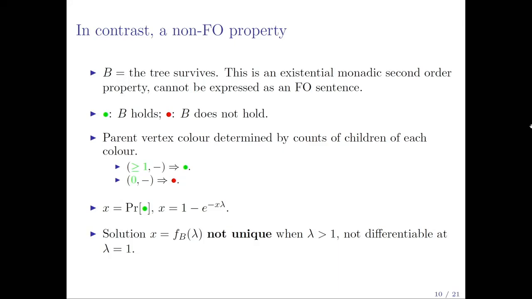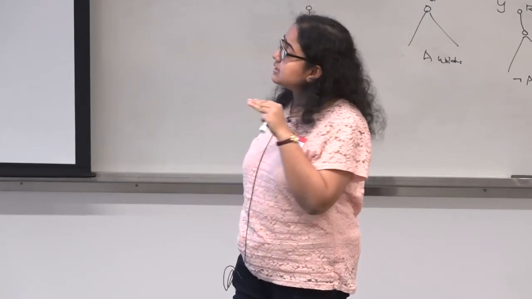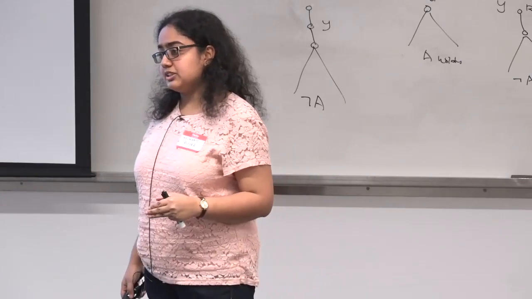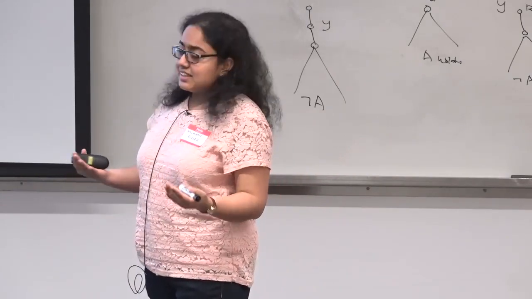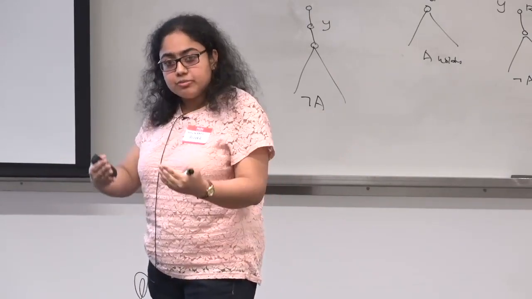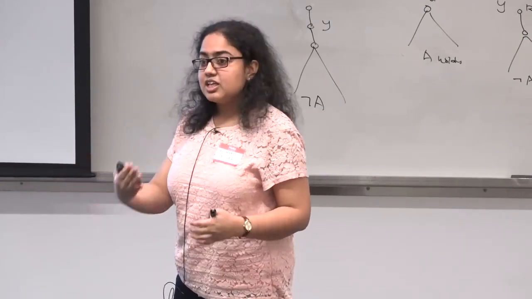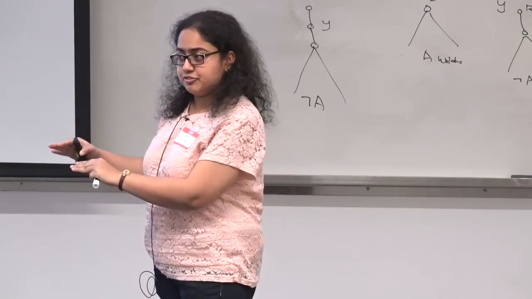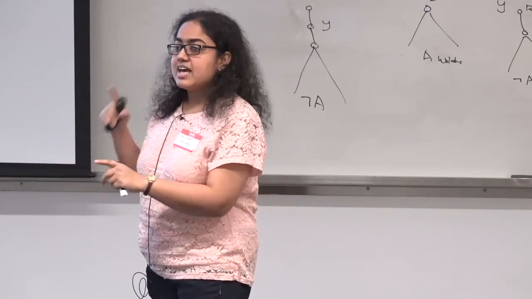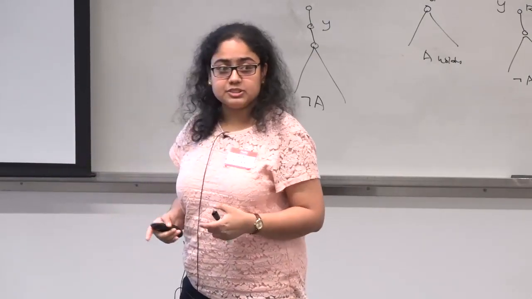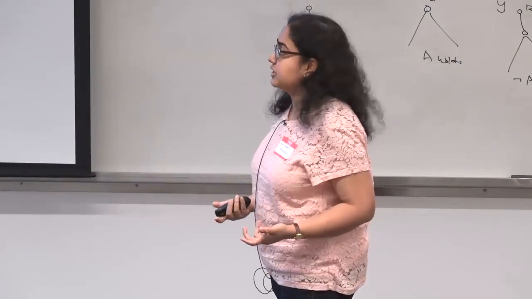This is an existential monadic second order property, and the reason is that when you try to express this property, you have to say that there is an infinite path. And the moment you want to say that there is an infinite path, you are talking about there exists a subset of vertices which becomes the infinite path. And this prevents it from being a first order property because the quantification is over subsets of vertices.